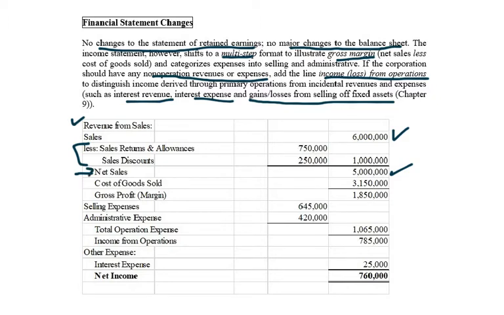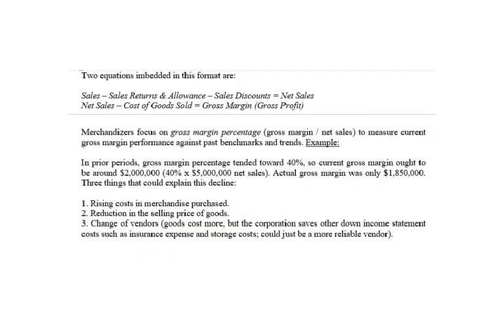Okay, and from that, you're going to subtract cost of goods sold, which is just an amount that you have an account for. So in this case, it was $3,150,000. So that led us to our gross profit, or gross margin, of $1,850,000. So there's a couple of equations from this format. I just referred to them to recap quickly. So sales minus sales returns and allowances will give you net sales. Take that amount in net sales, subtract cost of goods sold, and that'll give you your gross margin or gross profit.